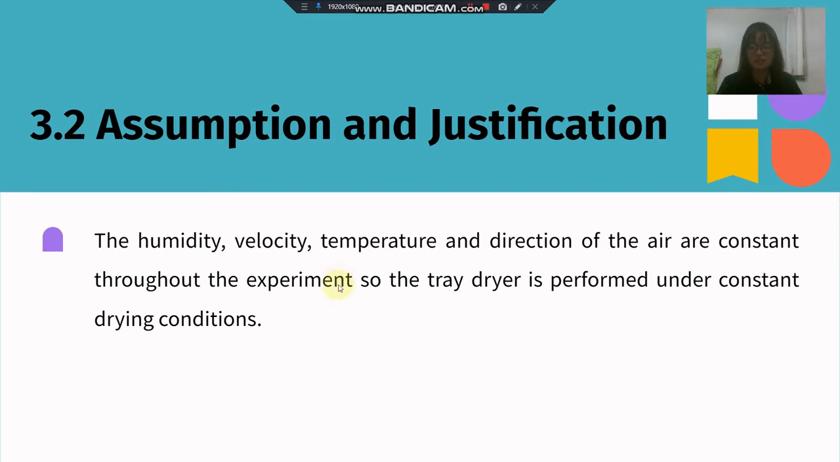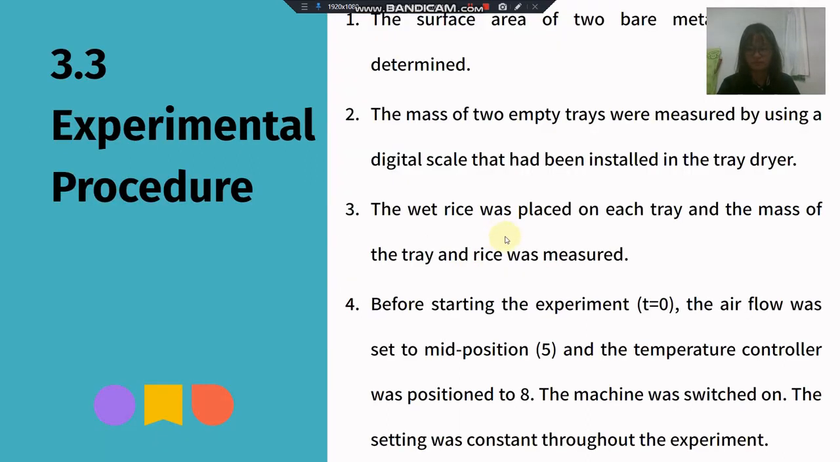There's an assumption and justification for the experiment because the assumption can make our experiment easier. So the assumption is the humidity, velocity, temperature, and the direction of the air are constant throughout the experiment. So the tray dryer is performed under constant drying condition.